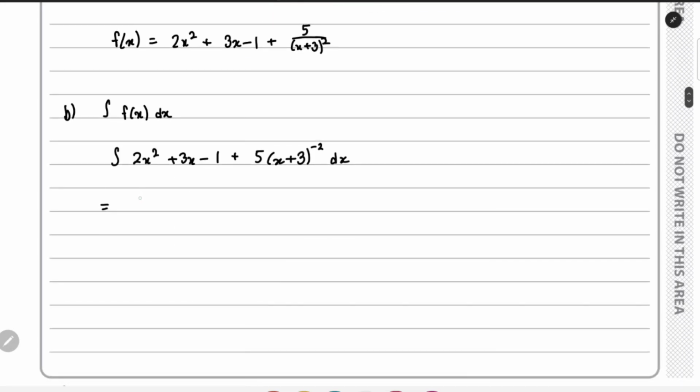Now if I integrate this, I'll get 2/3 x³ + 3/2 x² − x + 5 divided by (−1) multiplied by (x + 3) to the power −1 + c.